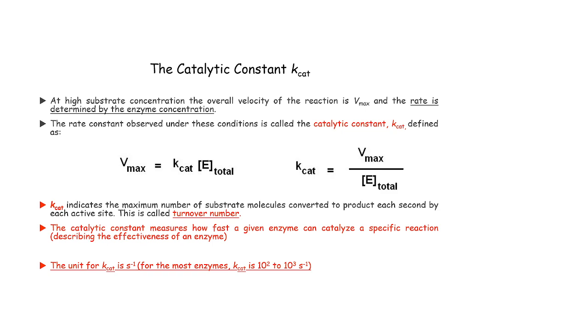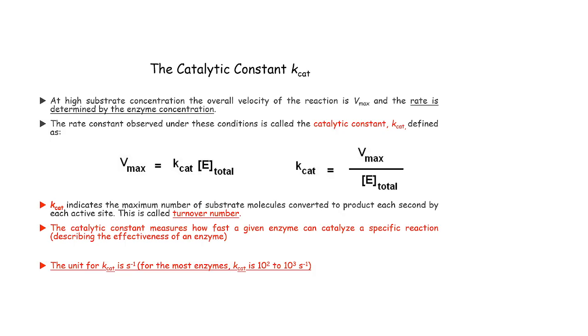But you have another very important term, that's the catalytic constant, or the Kcat. So Kcat basically tells you that at high substrate concentration the overall velocity of the reaction is Vmax, and the rate is determined by the enzyme concentration. So the rate constant observed under these conditions is the catalytic constant. So Vmax equals Kcat times the total enzyme concentration. So Kcat is equal to Vmax divided by the total enzyme concentration. When you know Vmax and the total enzyme concentration is known to you, then Kcat can be easily found out.